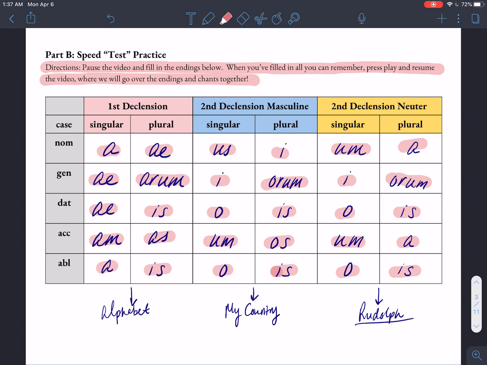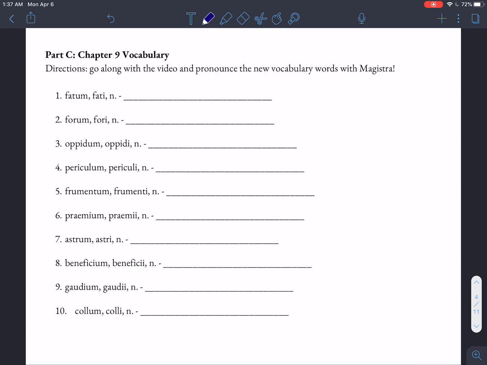Okay, so this is new, and we're going to add it to our chant. We're going to add it to our speed test, okay? So each week when we do this, that's what we're going to get. All right, moving on. We're going to do some Chapter C vocabulary. All right? So let's go ahead and fill these in together. Then we're going to color code them.